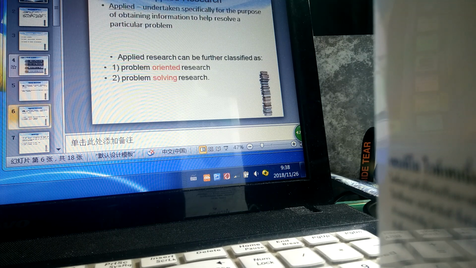Applied research is undertaken specifically for the purpose of attaining information to help resolve a particular problem. It means that applied research is designed to solve practical problems of the modern world. The goal of applied research is to improve the human condition. It focuses on analyzing and solving social and real-life problems. Applied research can be further classified as, first, problem-oriented research, and second, problem-solving research.